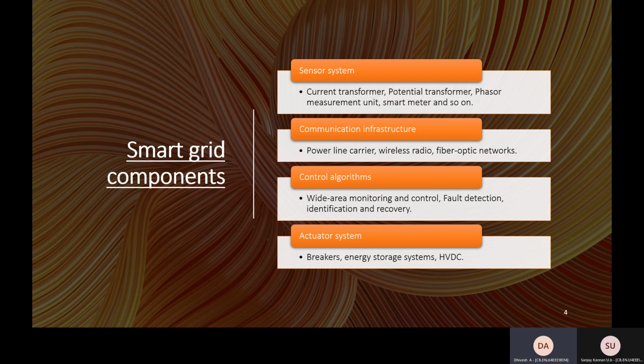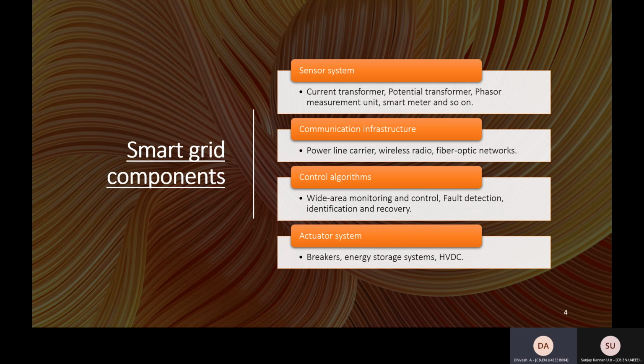The third one is control algorithm. It is a type of logic programmed into a controller to analyze the error between a measured value and a set point. This logic helps the controller process field data and decide what to do.